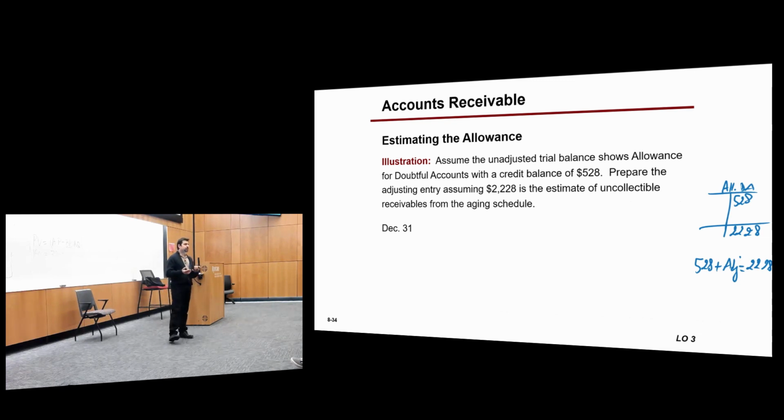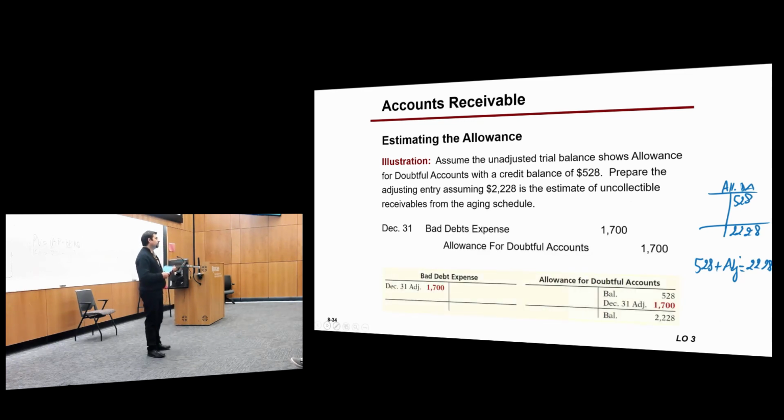How do you write a journal entry? Always the same thing. You debit bad debt expense, you credit allowance for doubtful accounts. The number will be the difference between the beginning balance and the ending balance. That's the adjustment. This is the amount that is given from the aging. This is from the percent of receivables. Any questions?